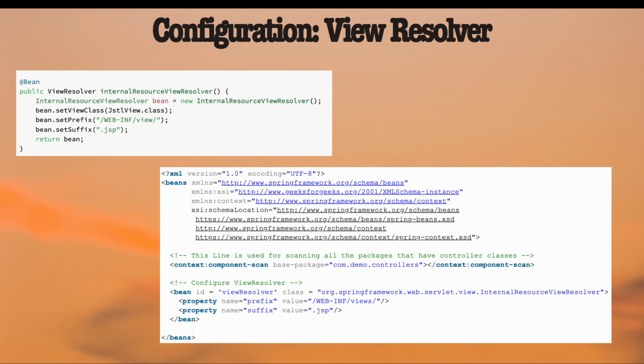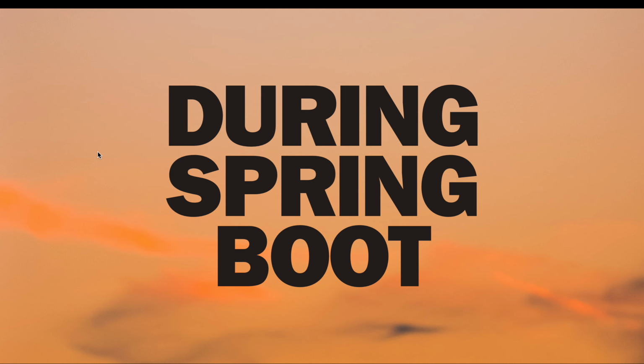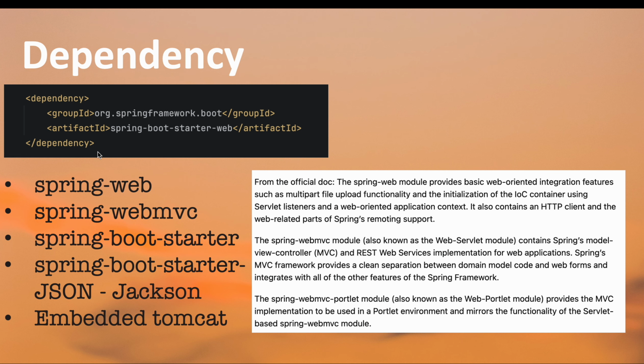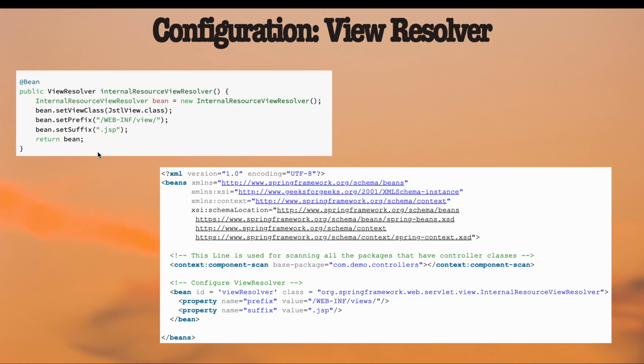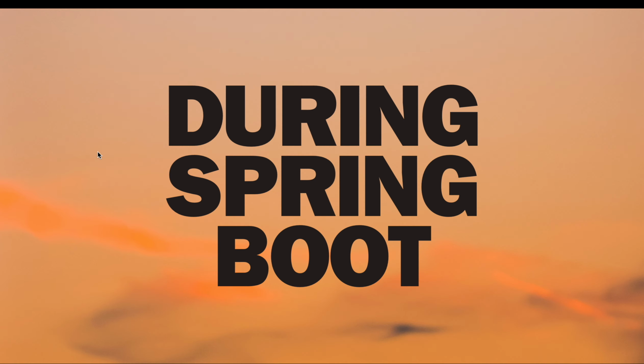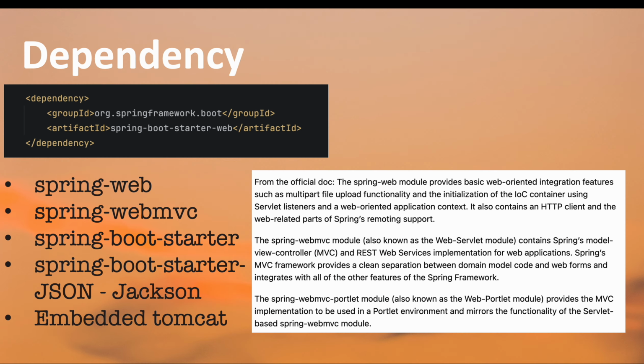All right. So in Spring Boot, all this work of configuring the Dispatcher Servlet and the view resolver has been cut off. What you need to do is just include this dependency in your project, Spring Boot Starter Web, and then everything will be configured for you. This dependency brings a whole lot of other dependencies for you. It brings Spring Web MVC, Spring Boot Starter JSON, and embedded Tomcat.